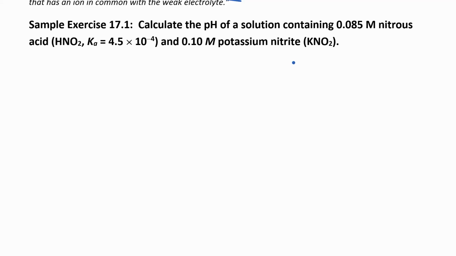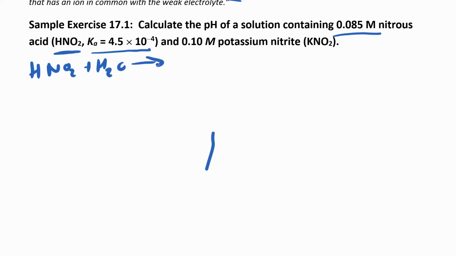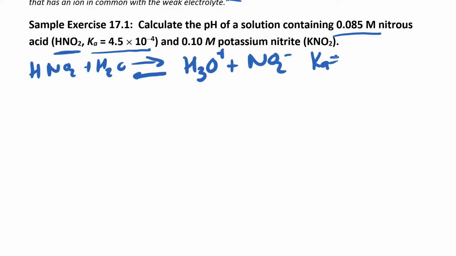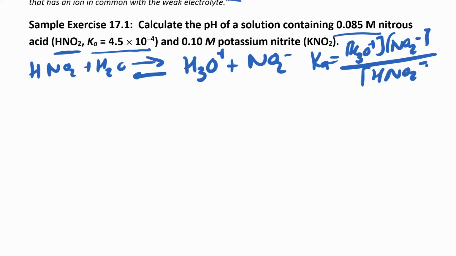So let's see if we can add some math to this kind of problem. This one says calculate the pH of a solution if you have 0.085 molar nitrous acid, and they give you the Ka for this. Once you see the Ka, write the Ka expression and write the ionization reaction. So I start off with this acid, HNO2, in water, and I'm going to make some hydronium and some nitrite ions. I know the Ka for this, so I know the Ka expression, and they give me that number there.